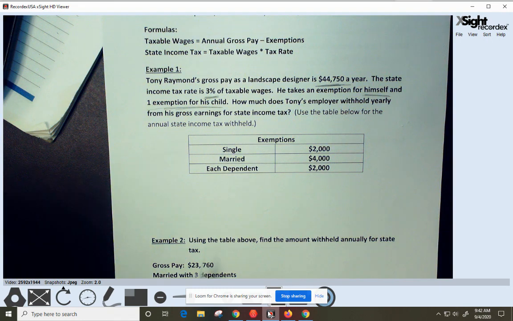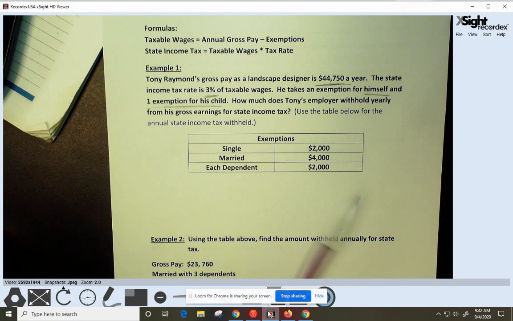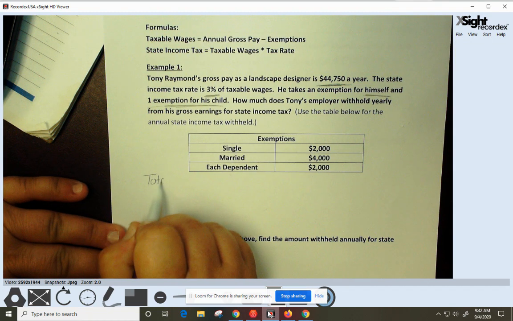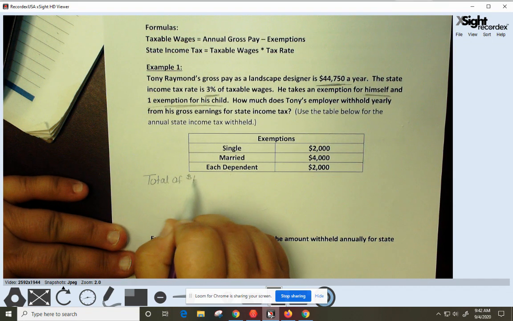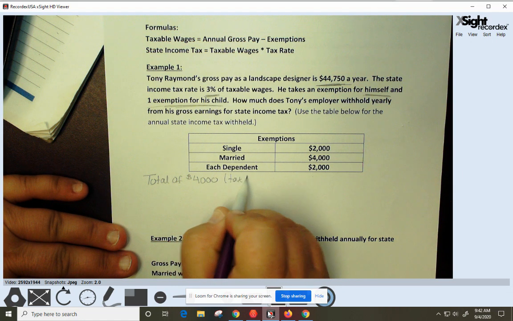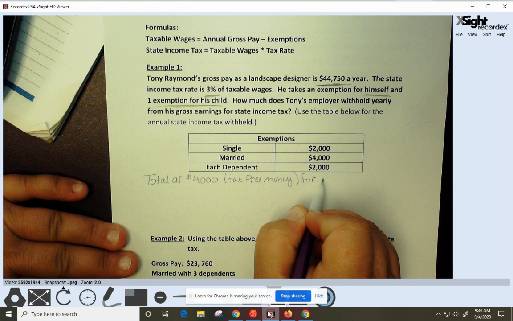Okay. Now, if you'll notice at the table, it says single, married, and each dependent. So if he has taken an exemption for himself, he's classifying himself as a dependent, so he's going to get $2,000 off. He's got one child. That child is a dependent, so he's going to get another $2,000 off. So he's going to get a total of $4,000. I like to call it my tax-free money, but they're really his exemptions.